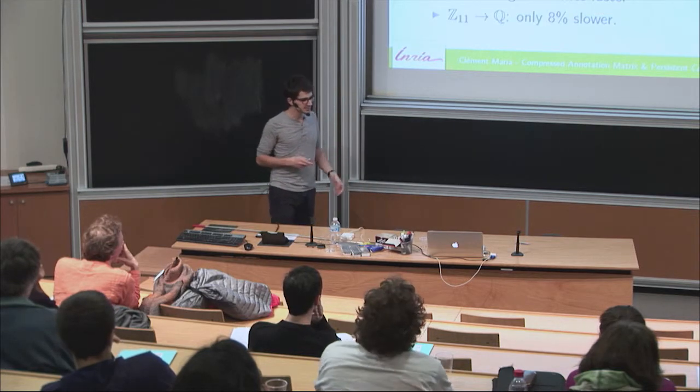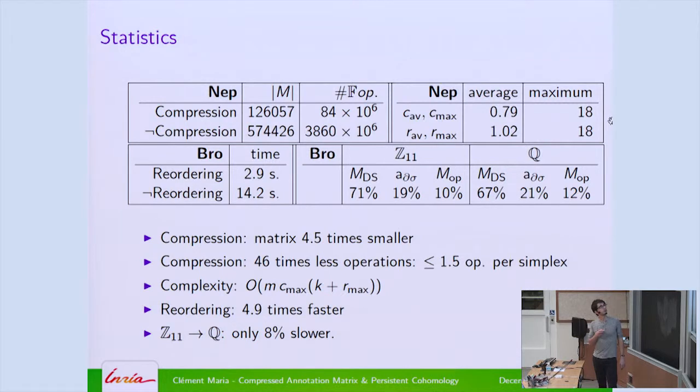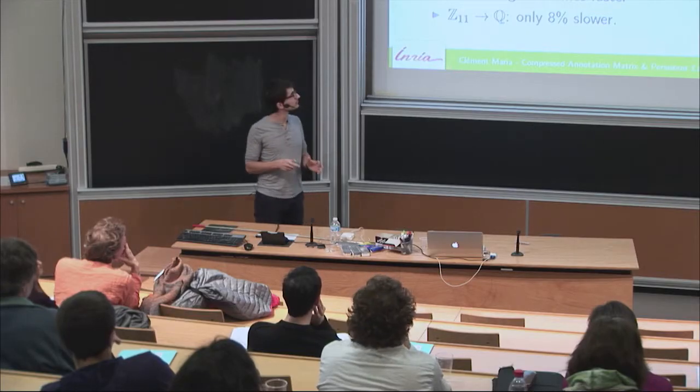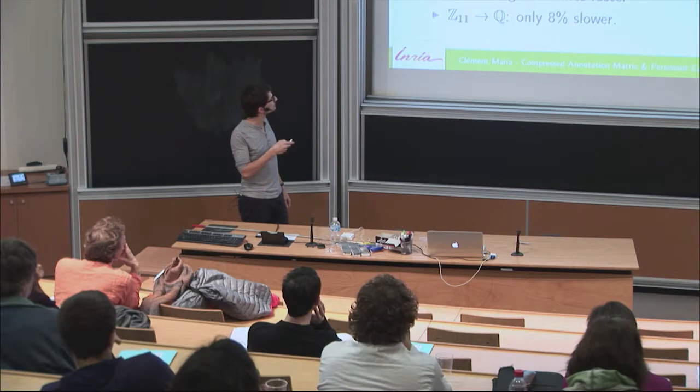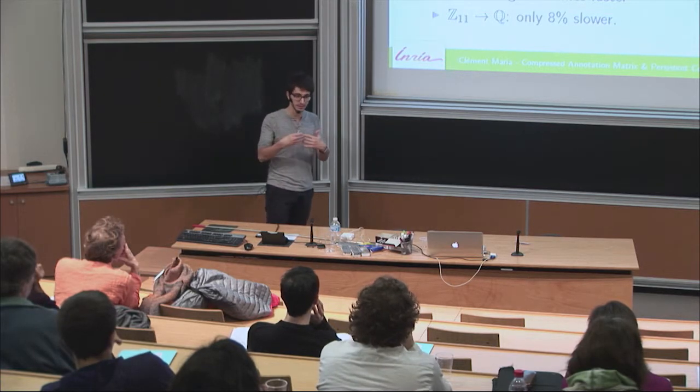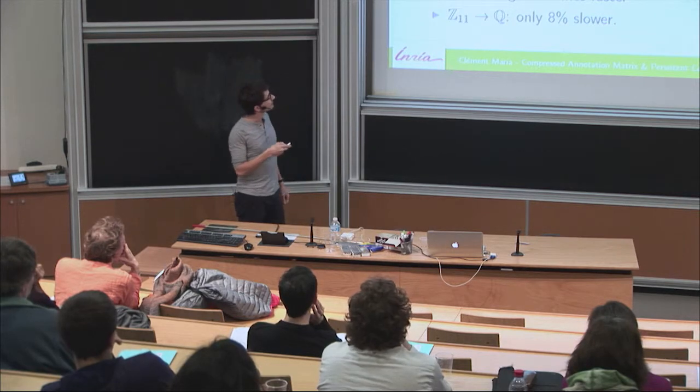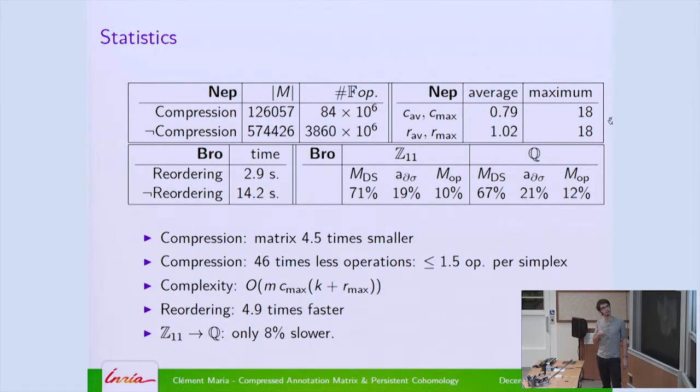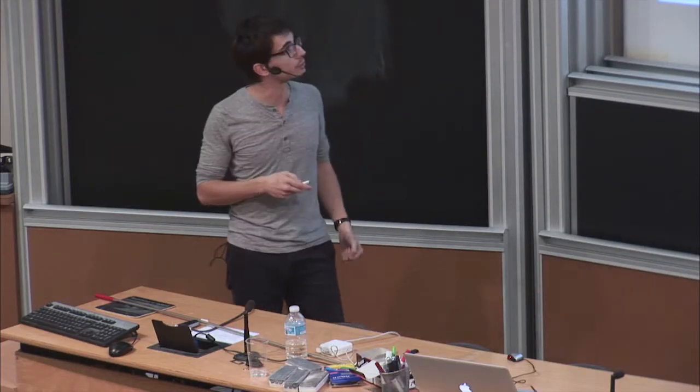And okay, some more statistics. The compression phase helps reduce the size of the matrix by quite a big factor. And it reduces the number of algebraic operations in the matrix by a huge amount. So this is 46 times fewer field operations in the matrix. The average length of a column is very small, and the maximum is 18 on one big example here. So as I said, I haven't noticed a bigger value than 20.